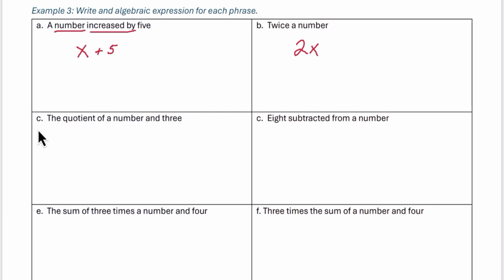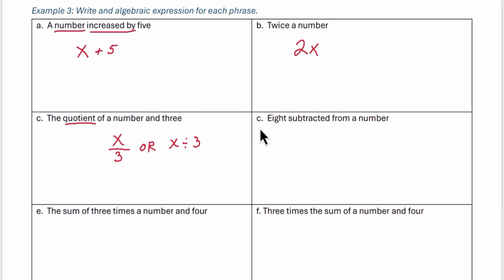In part C, the quotient of a number and 3. The word quotient means we're doing division. And we're dividing a number, x, by 3. So we could use x divided by 3, written as a fraction or with a division sign. Notice that the order here does matter. x is first, the unknown, then we divide by 3.